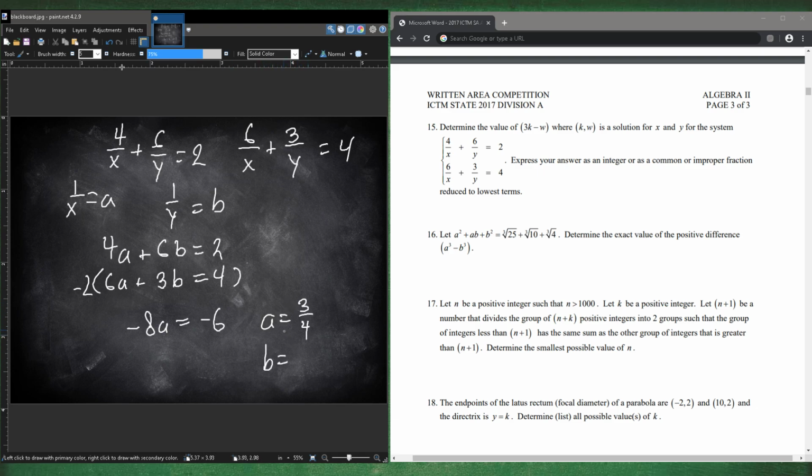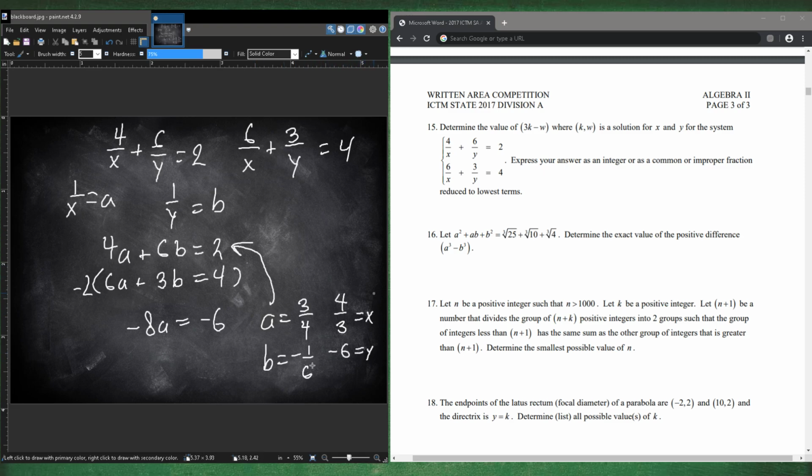So doing that, we need to find b, so we can plug it back into, let's say, the first equation. So 4 times 3 over 4 is 3, so 2 minus 3 is negative 1, so b is negative 1 over 6. So to find our x and y, we just do a reciprocal of these, right? Because 1 divided by a is x and 1 divided by b is y. So x is equal to 4 over 3, and our y is equal to negative 6.